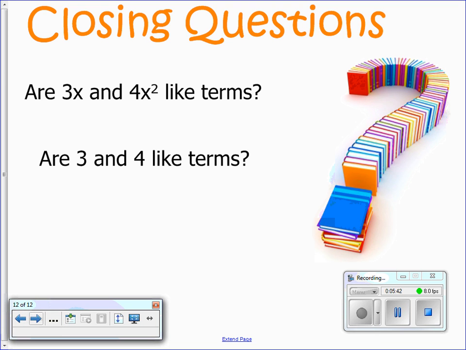Are 3x and 4x squared like terms? No. One has a squared, and one doesn't. Are 3 and 4 like terms? Yes. Those are both constants, so that makes them like terms.